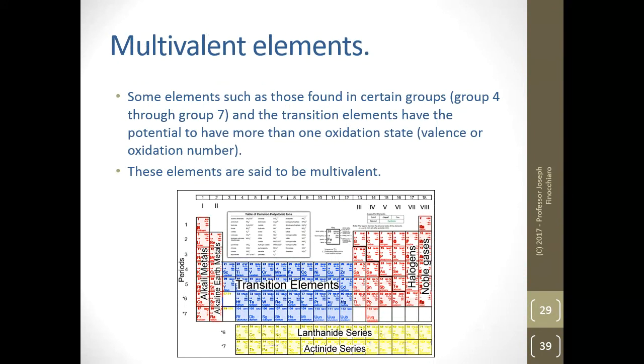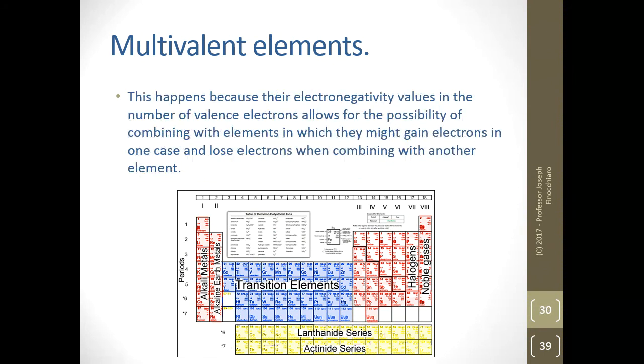Some elements, such as those found in certain groups, group 4 through group 7, and the transition elements have the potential to have more than one oxidation state, valence or oxidation number. And these elements are said to be multivalent. They can share, gain, or lose in more than one way. That's because their electronegativity values and the number of valence electrons allows for the possibility of combining with elements in which they might gain in one case and lose with another. Plain and simple, I can do different things. So multitask, multivalent.